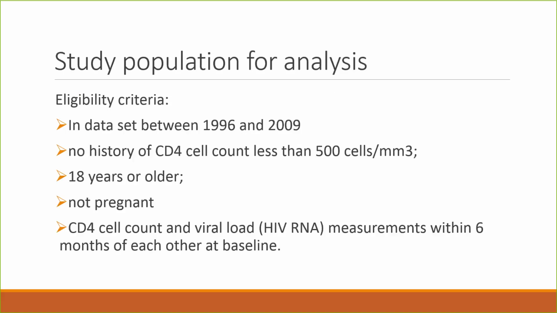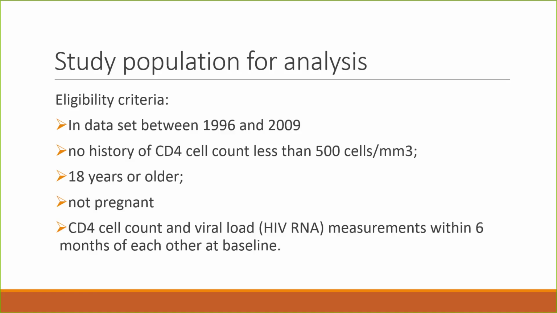Okay, so for this analysis, we sort of imagined that trial that we would want to run in defining the eligibility criteria. Who is the study population? Who would we randomize to these strategies if we could run a trial? So the eligibility criteria prior to baseline, and I'll define baseline in a moment, were people who were available on this clinical cohort between 1996 and 2009.